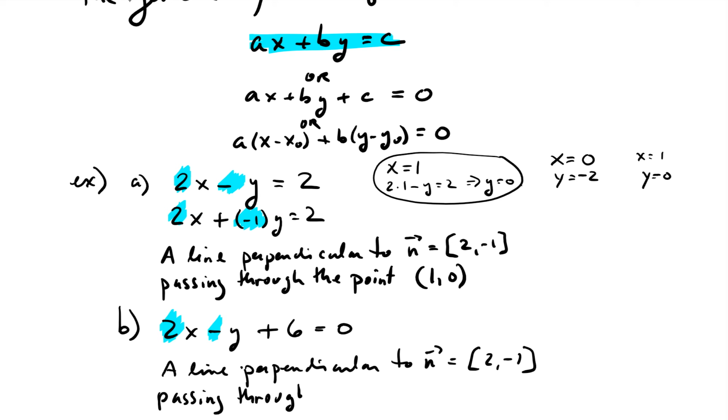Like I said, be efficiently lazy, like I like to say it. So if I assign a value of 0 to y and solve for x, I'm going to get x is minus 3. So I could choose the point minus 3, 0.